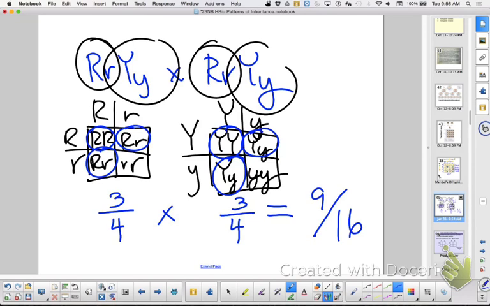Conversely, remember the one little wrinkled green one? How many times would it turn out wrinkled? 1/4. How many times green? 1/4. 1/4 times 1/4. 1 times 1 is 1. 4 times 4 is 16. I don't have to do a big Punnett. In fact, sometimes you will see the Punnetts in your head, and then you can just calculate it out. So let's try it.